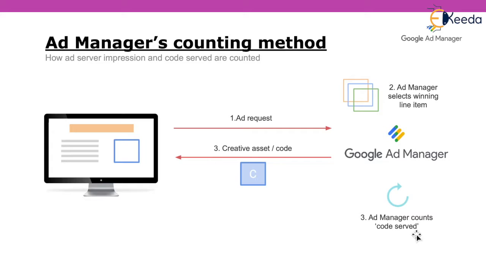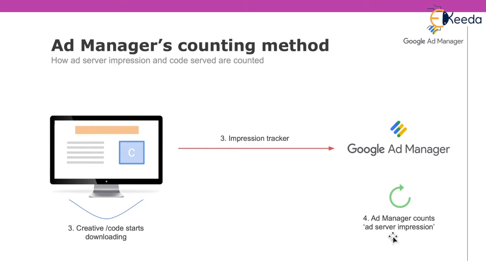Code served is any ad request to which Google Ad Manager has responded with a line item. That means it has selected a line item and responded. At this point we will count the Ad Manager code served. Let's see the next one.